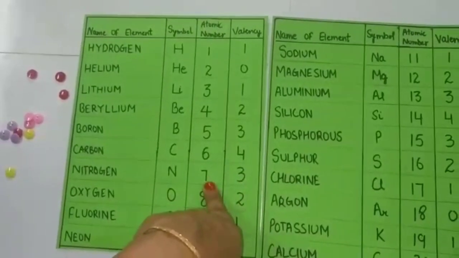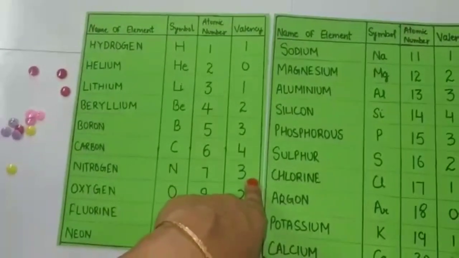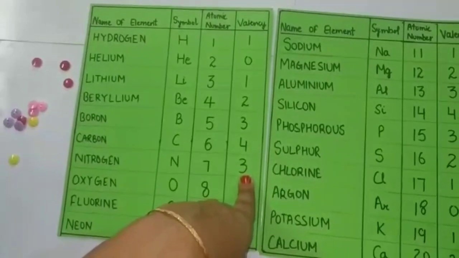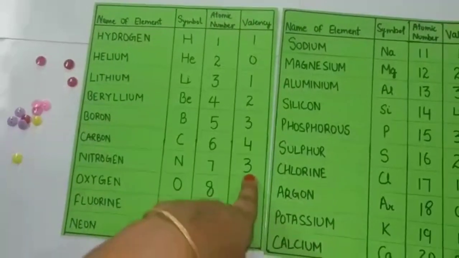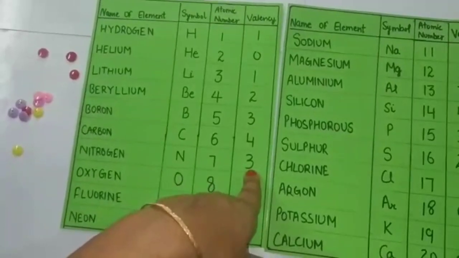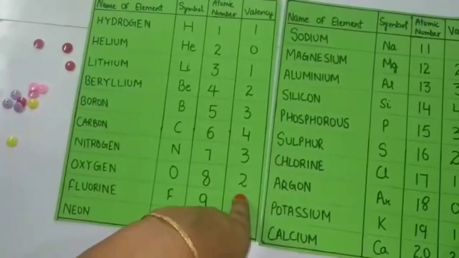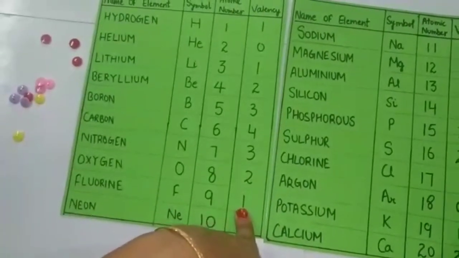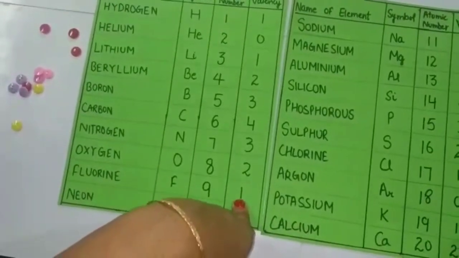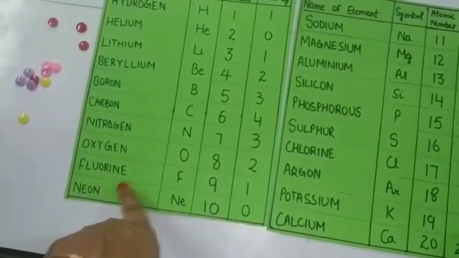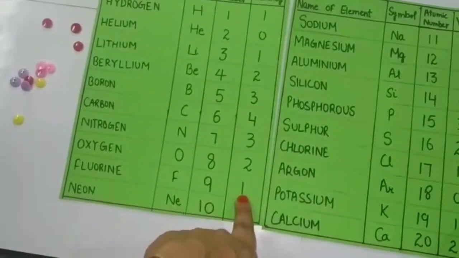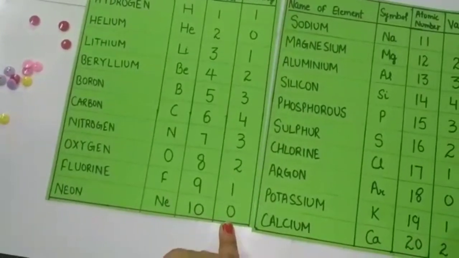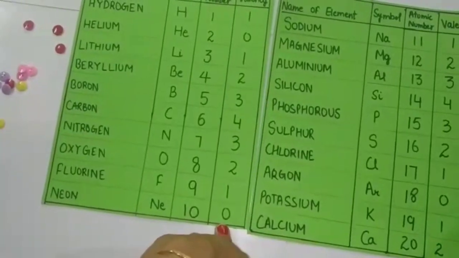Nitrogen, with atomic number 7, has 5 electrons in its outermost shell. Either it can lose 5 or it can gain 3. Gaining 3 electrons is easier than losing 5 electrons. So it takes 3 electrons, and the valency becomes 3. Oxygen takes 2 electrons to complete its octet and its valency becomes -2. Fluorine has 7 electrons in its outermost shell, can take 1 electron to acquire the configuration of neon, so its valency becomes -1. Neon has 10 electrons and 8 electrons in the outermost shell, so it is electrically neutral.